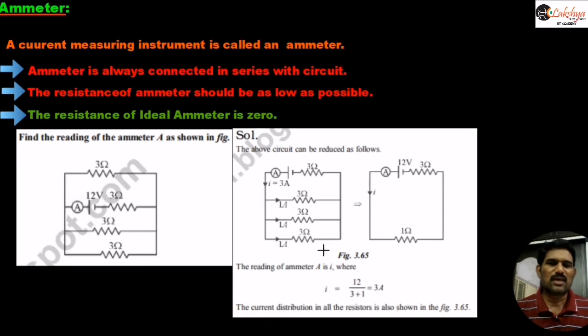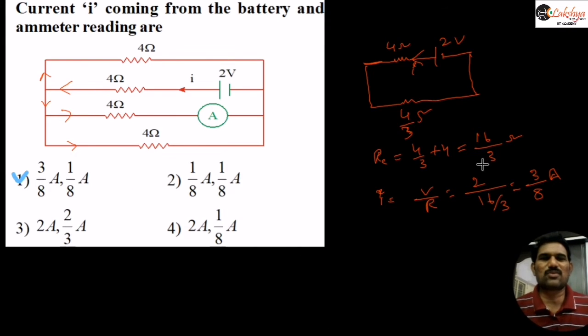As all the resistors are the same here, this current will divide equally. That means this current we can write as 1 by 8 amperes, and so here this is 2 by 8 amperes, and again this 2 by 8 amperes will divide here. This current is 1 by 8 amperes and this current is 1 by 8 amperes. Now the total current is 3 by 8 and the reading of this ammeter is 1 by 8. So this will be the correct answer.